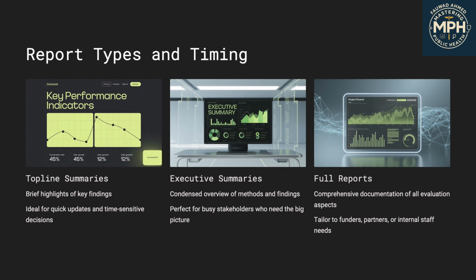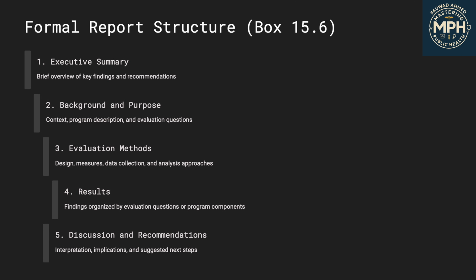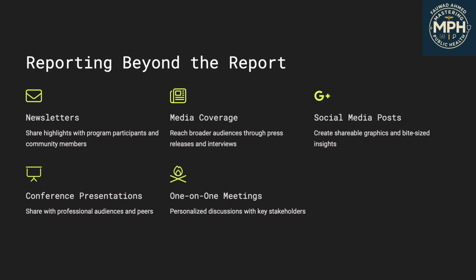Evaluation reporting. Reporting shares what you found and what it means. First, tailor your report to the audience. Second, be clear, accurate, and timely. Third, protect participant privacy and cultural sensitivity. There are many formats: executive summary, top-line summary, 3 to 5-page key findings. Full technical report: Box 15.6 outlines 5 essential sections of a formal report. 1. Executive summary. 2. Background and purpose. 3. Evaluation methods. 4. Results. 5. Discussion and recommendations. Other formats include newsletters, press releases, conference posters, and one-on-one meetings.